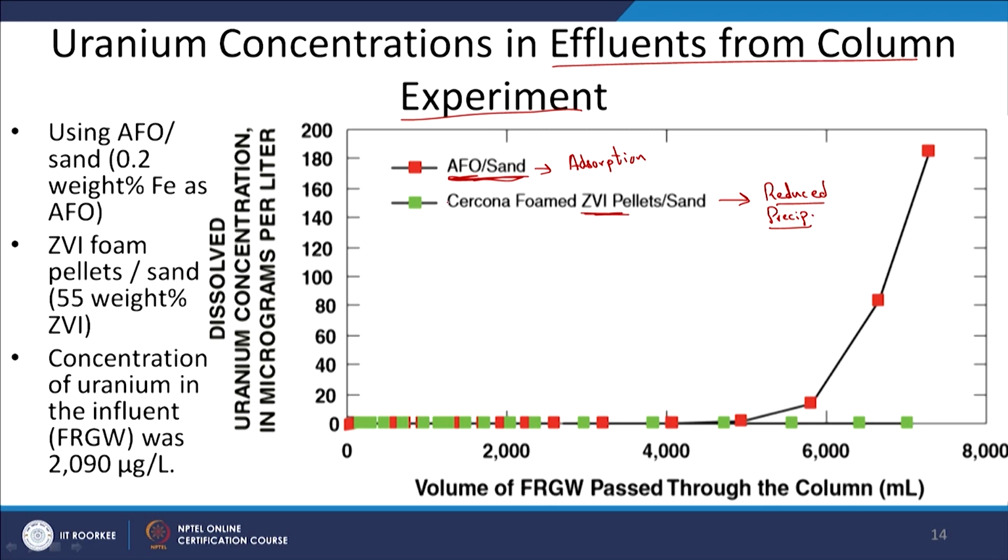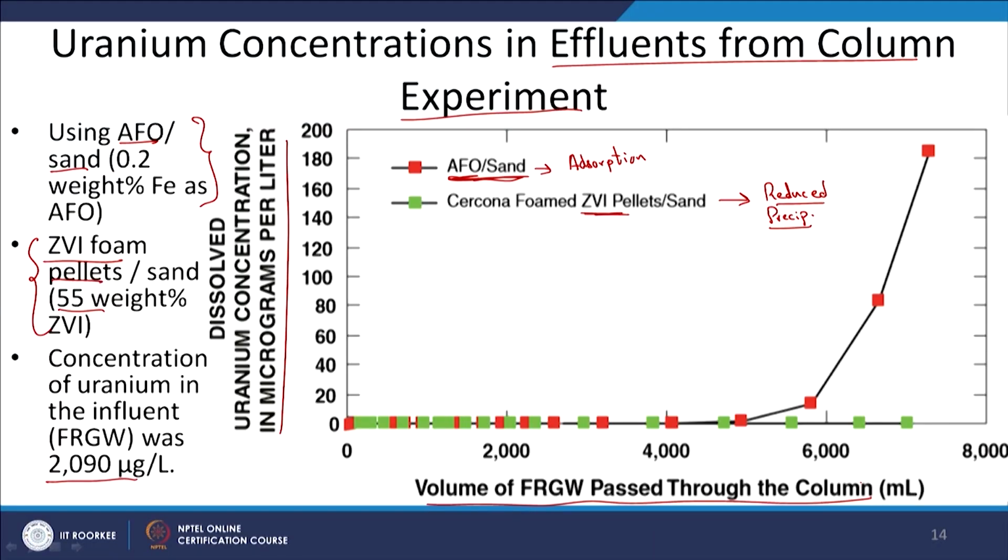So, let us look at the comparative data. First we have AFO and sand, then again ZVI foam pellets and sand, again with different ratios here. The concentration of uranium in the influent was 2000 ppb, or 2 ppm. What do we have on the y axis now? Dissolved uranium concentration in micrograms per liter. We are talking about the effluent here, and here we have the volume of water that has passed through the column. Earlier we had pore volume, and you may have come across the term bed volume, which is different from pore volume. Here they express it in slightly unusual but easier to understand terms: the volume of the water that has passed through the column.